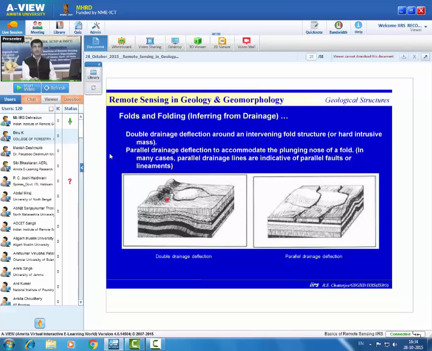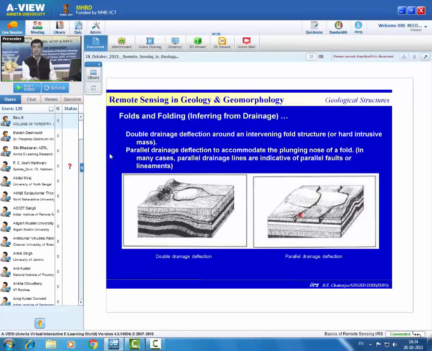Here, if you find the double drainage deflection, there may be a folded structure in between these two streams. So indirectly you can interpret there may be a buried fold. But this is very interesting. If you find the parallel drainage deflections, this basically indicates that the drainage is cutting a folded structure.